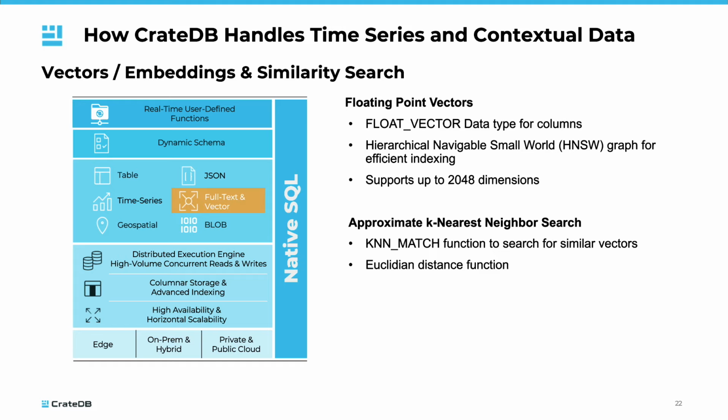in high-dimensional spaces. An approximate k-nearest neighbor search can be done with the KNN match function based on a Euclidean distance function. This combination of features enhances CrateDB's ability to handle complex, multidimensional data. The KNN match can be combined with other conditions as well.